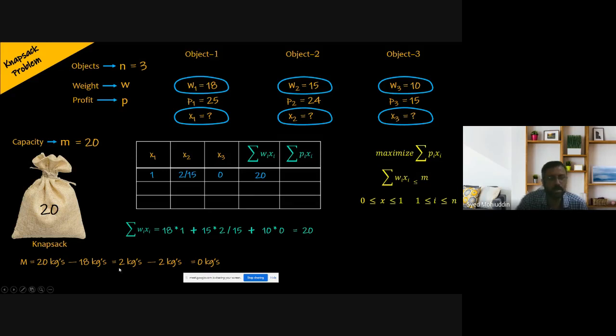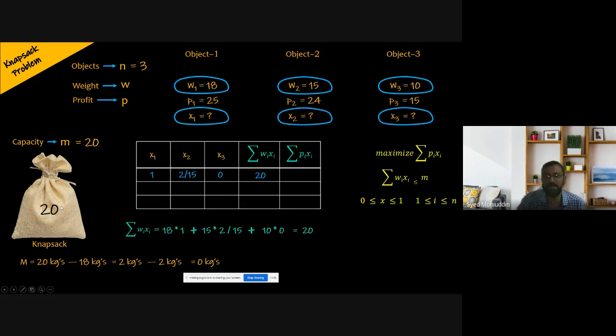How much is remaining? 2 kgs. So now we can fill 2 kgs of object 2 or object 3. And our criteria was to select the object with highest weight. So let us select 15, because 10 is lower than 15. But can we fill the knapsack with a total 15? No, only 2 kg is left.